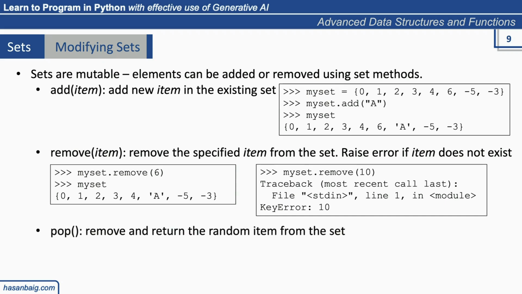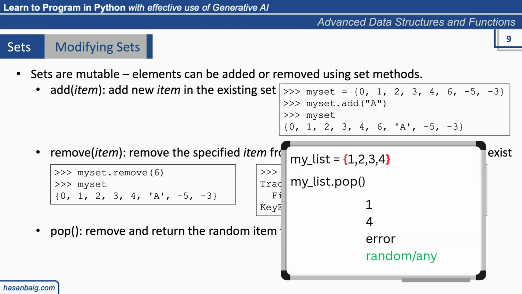Next is the pop method. So the pop method also removes and returns a random item from the set. Focus on this. So if I run a pop method, for example here, I can ask you like my list and pop method. Answers could be 1, 4, or maybe error, or random, or any element. Okay? So I'm running a pop method on this structure, but what is this structure? It's a set. So when you run a pop method on a set, it removes any random value.